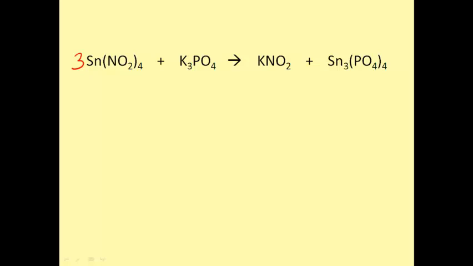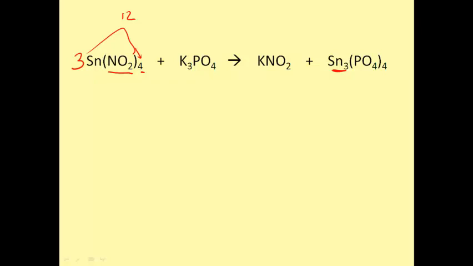We have 3 tin atoms on this side of the equation. On the right side of the equation, we have 3 tin atoms already. So the tins are balanced in this case. Now we consider the nitrites. On the left-hand side, there are 4 of them in each tin(IV) nitrite molecule, but we have 3 of those molecules right now, so we have a total of 12 nitrites on the left-hand side.